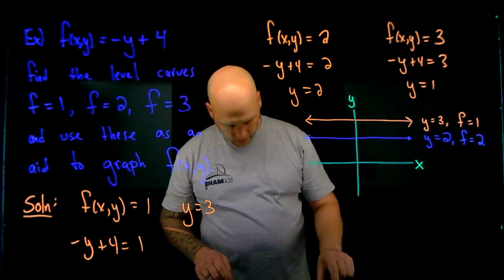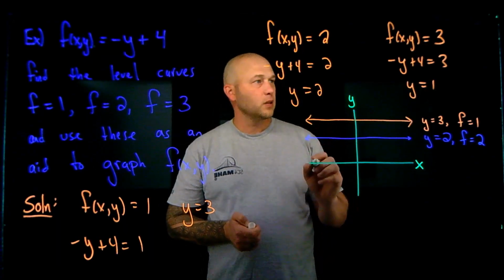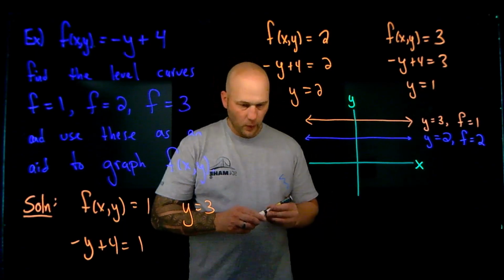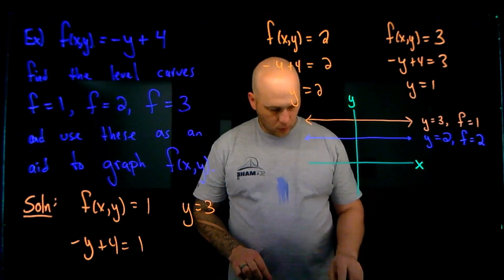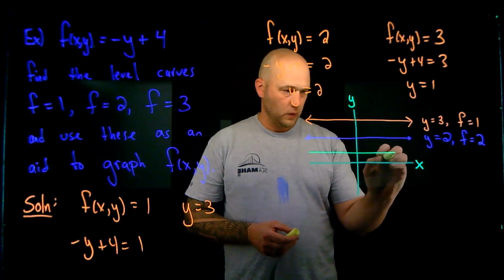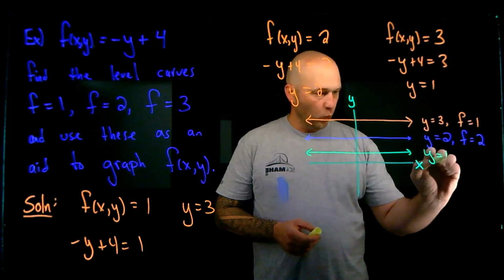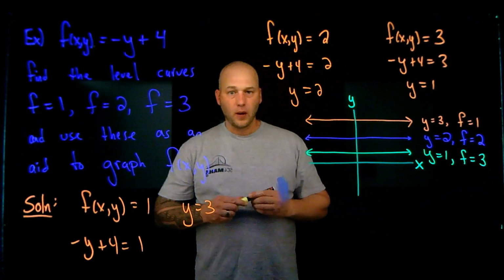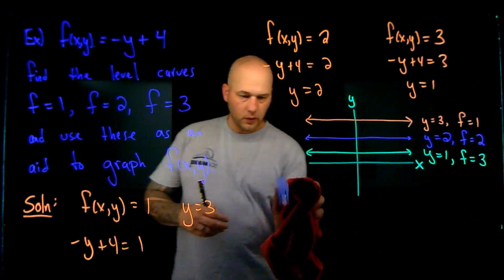And then finally, let's do the level curve. Let's see, I'm not sure if this color will show up, so let me try this color. Okay, so this would be the line y equal to 1, which was the level curve f is equal to 3. Okay, clean that part off the screen here.